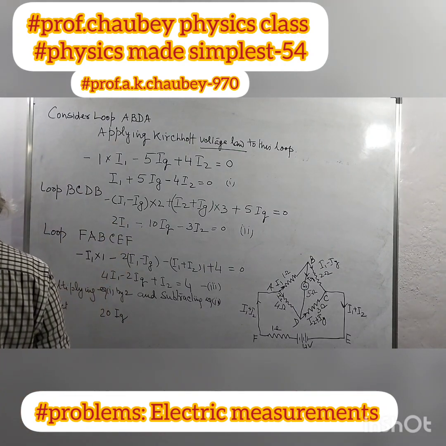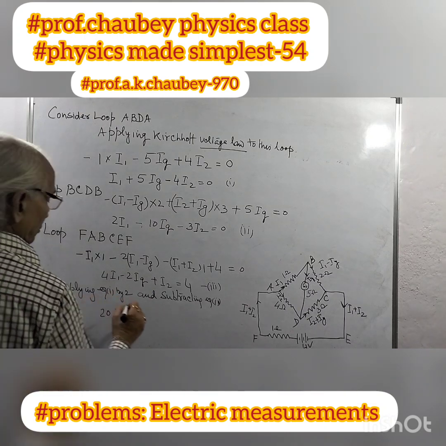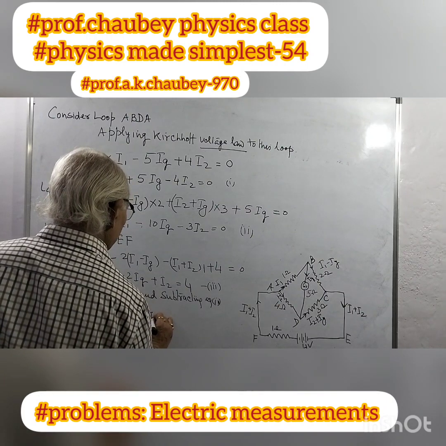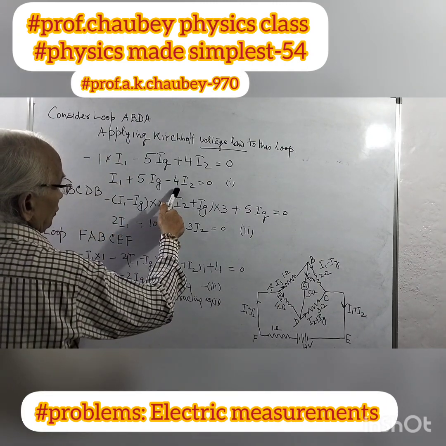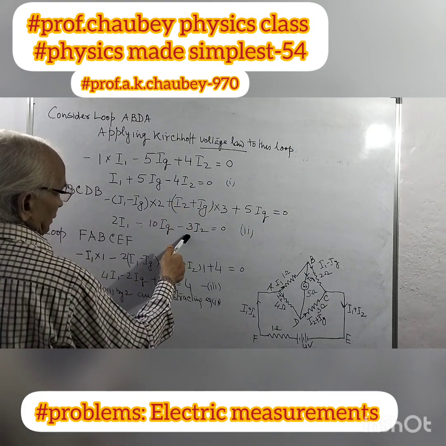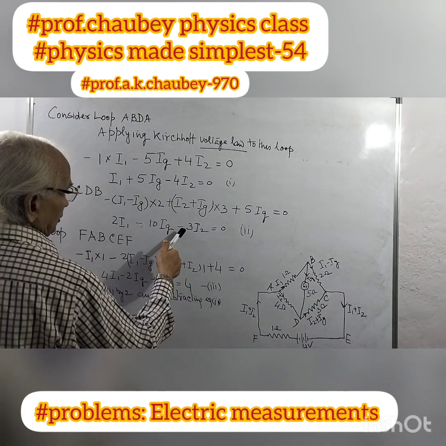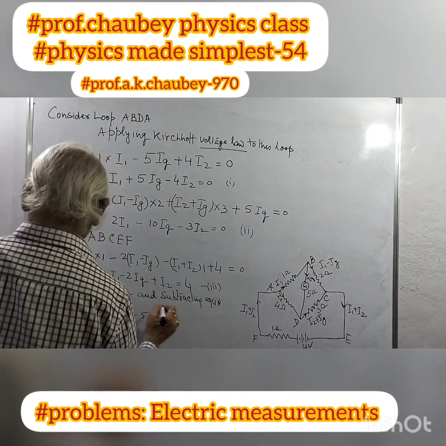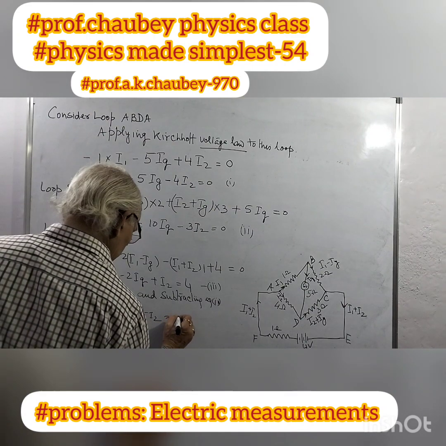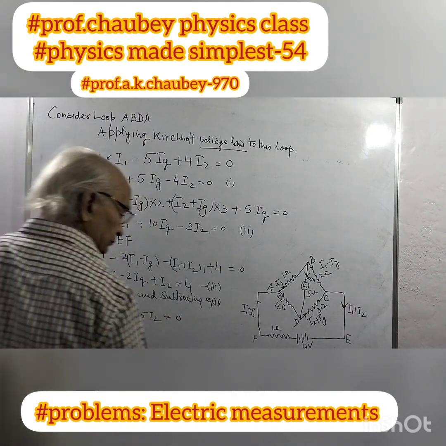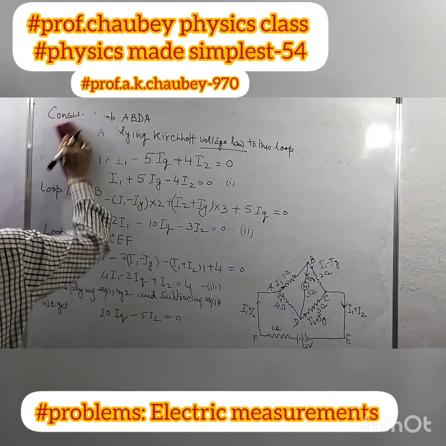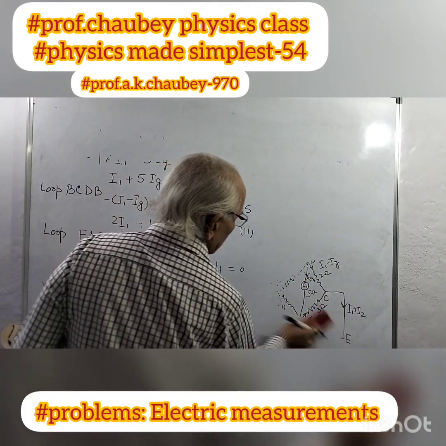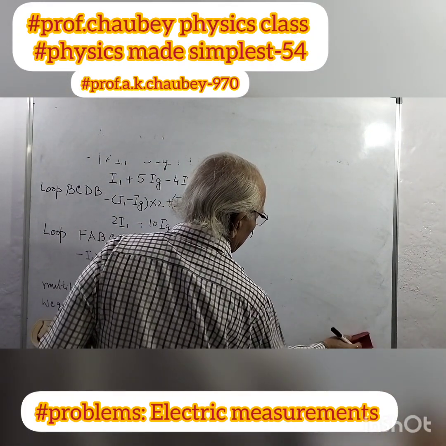I1 gets cancelled. 20 Ig minus 5 I2, because this is 8 I2 and subtracting this 3, so subtracting becomes plus, and this is minus, so minus 5 I2 is equal to 0. Is it okay? Now I can remove this just because I have no space.